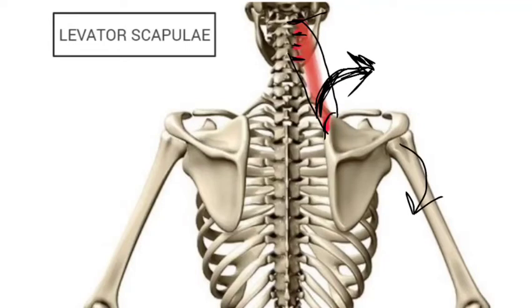So that's why raising the medial border is equal to a movement of downward rotation of the scapula, because the glenoid fossa will now be facing downwards. So that is your levator scapulae muscle. It is being innervated by your dorsal scapular nerve.